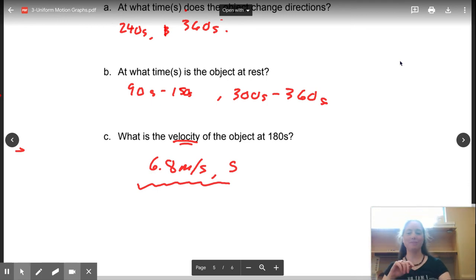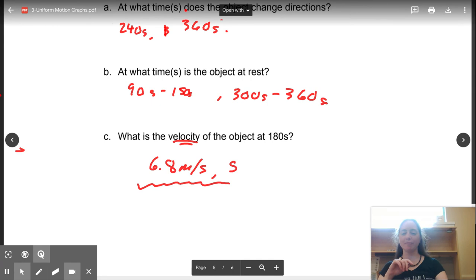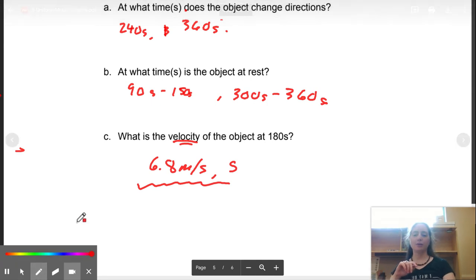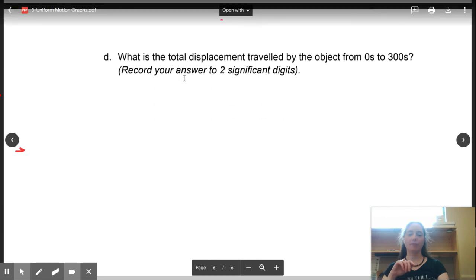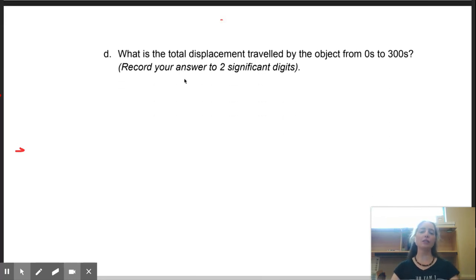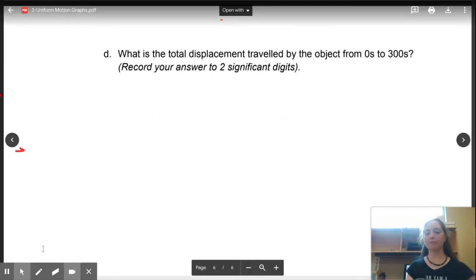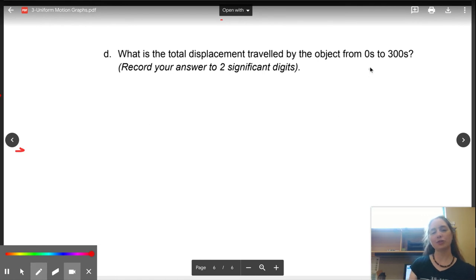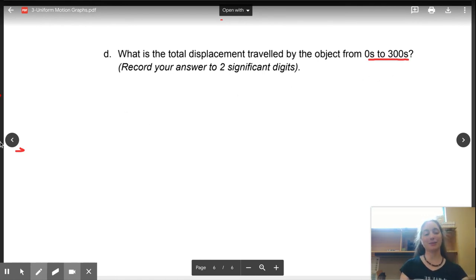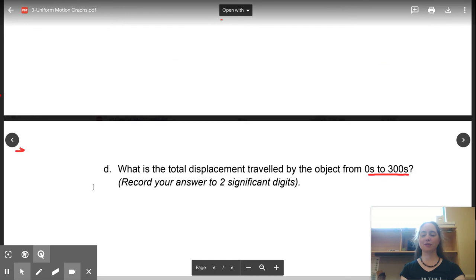Last question. Or last two questions, actually. So we've got, oh, come on, computer. There we go. Record the total displacement from the object from 0 to 300 seconds. Okay, so this, ladies and gentlemen, is going to be a bit of a tough one. All right, there's going to be a lot of math here, so let's scroll on up.